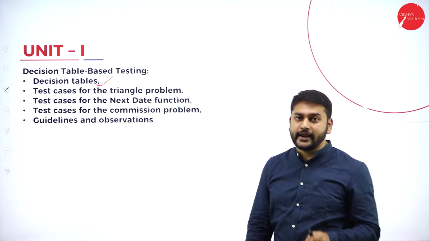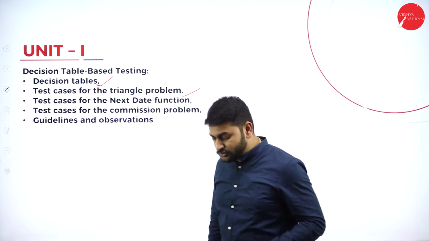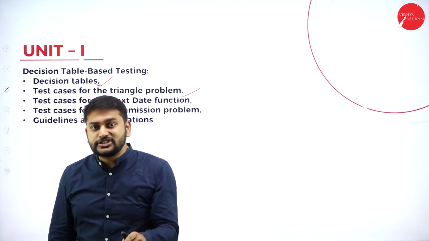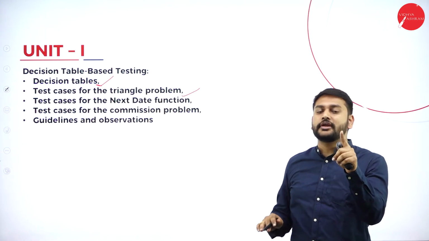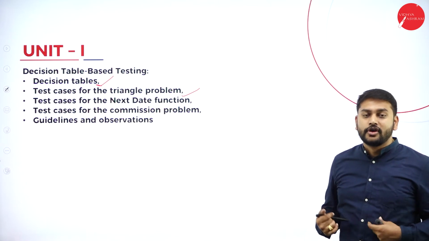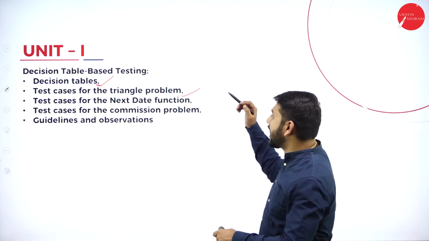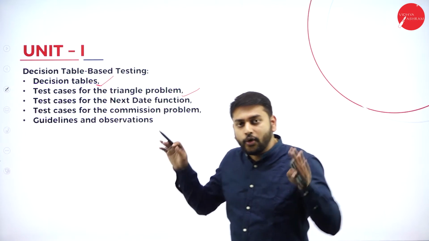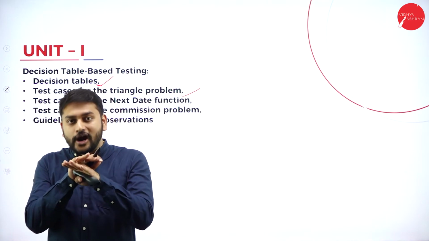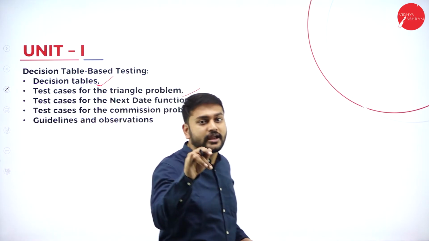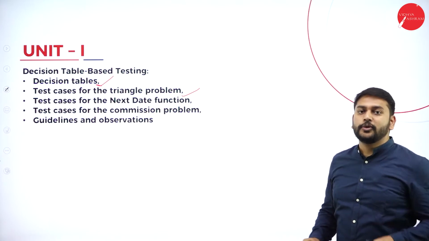Then when it comes to the second topic, we have the test cases for a triangle problem. So please remember, decision table is not suitable for all the problems. That's a major drawback that we have. All right, so I will be writing the test cases for the triangle problem. You have to read only the test cases for the triangle problem in this part. You will not be studying the decision table for the triangle problem. Only the test cases is what you will be learning.